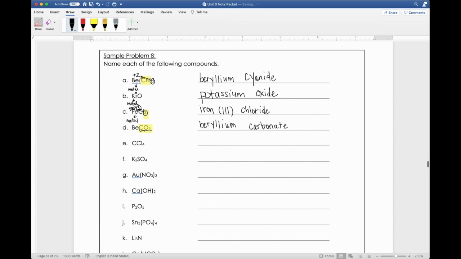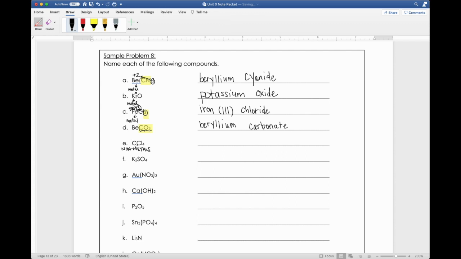E, a little bit different. So I have CCl4. I have carbon and chlorine here. This compound is nonmetals only. You should be able to identify that relatively easily just by looking at a formula. So there's only nonmetals here. Because we have nonmetals, we do have to use prefixes in this example. So let's go ahead and identify how many of each element is there and then use the prefixes as necessary.